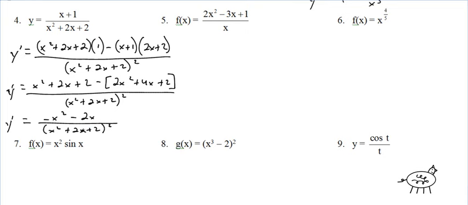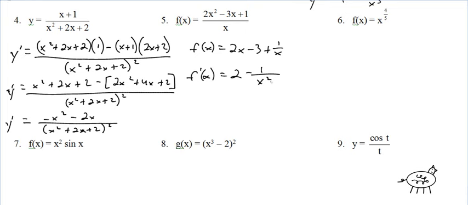Okay, again, number 5, I think I would split that up. I could use the quotient rule, but I think I'm going to rewrite this as f of x: 2x squared over x is just 2x, minus 3, plus 1 over x. A lot easier to deal with that. So f prime of x is equal to 2. Again, that's 0. You can use the quotient rule: bottom times derivative of the top, which is 0, minus the top times derivative of the bottom, so minus 1, all over the bottom squared. And that's my answer.